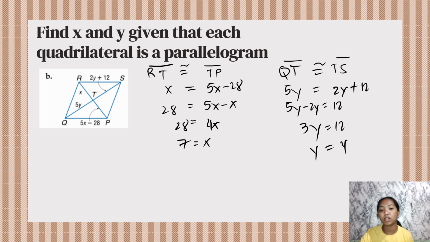If you are asked for the exact value of the line segments mentioned, just substitute the value of x to each expression represented by that line segment. For example, TP, it's 5x minus 28. So you substitute x is equal to 7 in that 5x minus 28, and then solve. And then there you can get the exact value of the line segment TP.